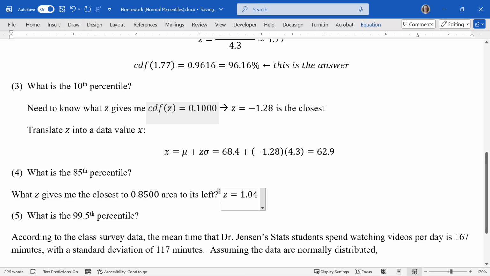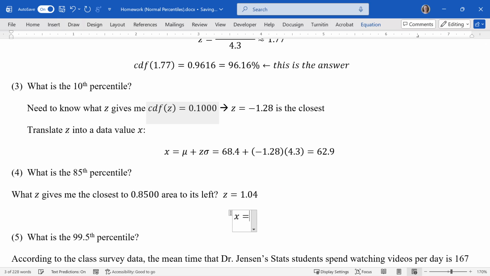Okay, and it makes sense that this should be a positive z because 85th percentile is past the mean. In the normal distribution, the mean and the median are exactly the same, so the 50th percentile is the mean. And we've gone past it to 85th percentile, so we should have a positive z value.